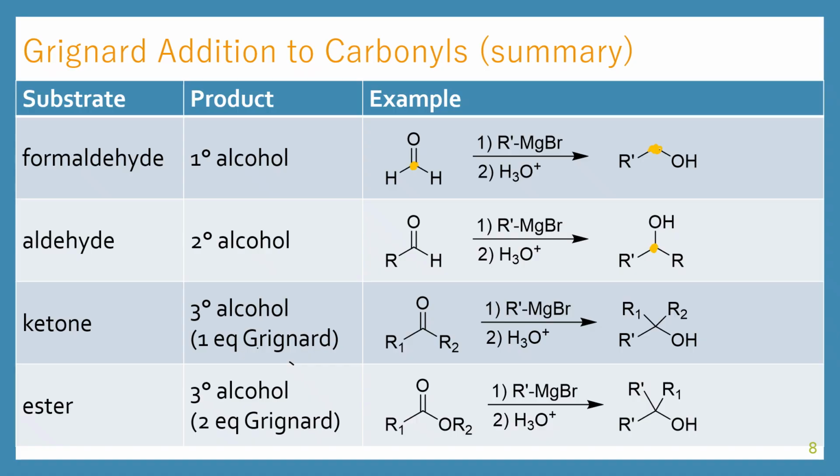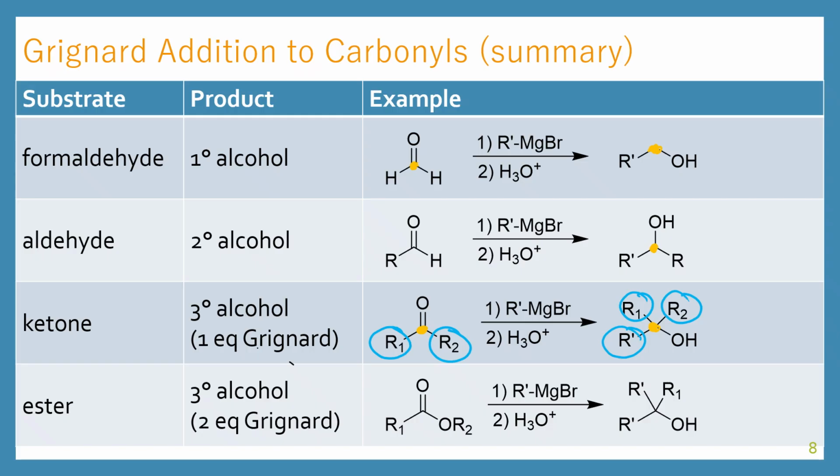For a ketone, the ketone already has 2 of its own R groups. Let's keep track of that carbonyl carbon. It's right here. Here are the ketone's R groups. And then we have the R group from the Grignard right here. So we always end up making a tertiary alcohol.